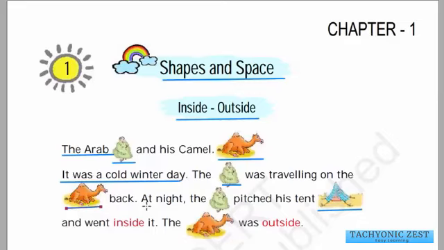This is the camel. So at night the Arab, this is the picture of Arab, pitched his tent, which means at night the Arab put up his tent. This is the picture of a tent, and went inside it. The camel was left outside. So the Arab put up his tent and went inside it, and the camel was outside.